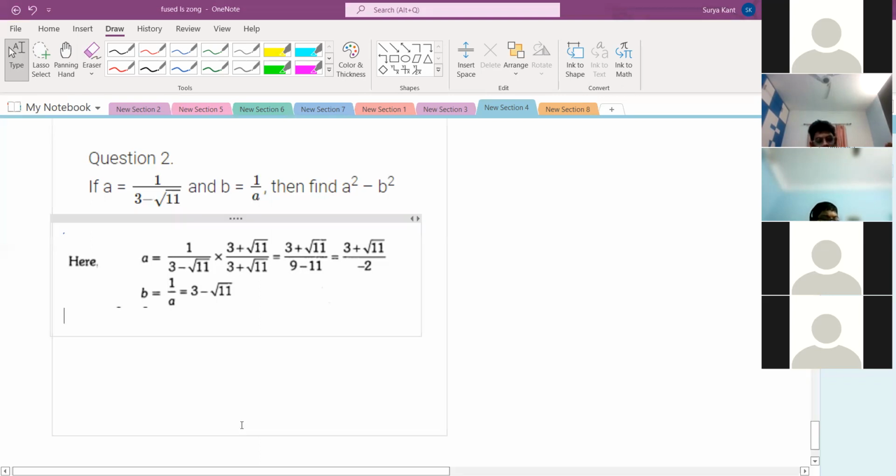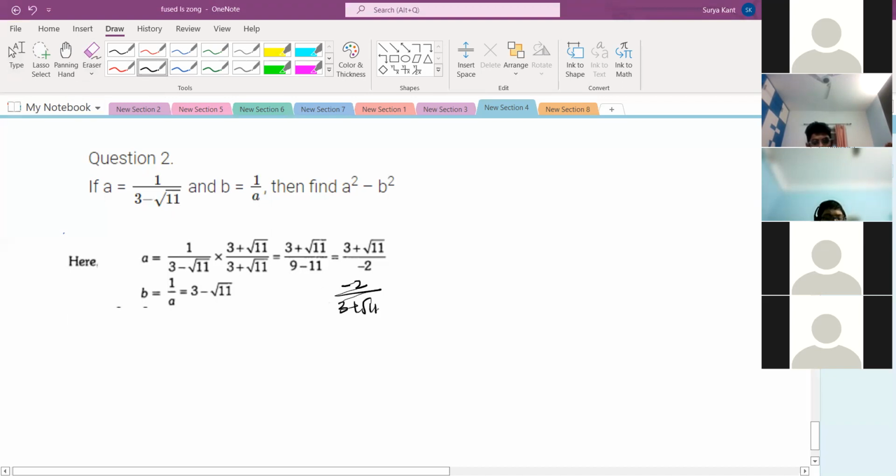What you do, 1 by A means minus 2 divided by... You just rationalize, you will get to know. Nihar, rationalize this part. You will get here minus 2 divided by 3 plus root 11. If you rationalize it, then it will work. Multiply by 3 minus root 11 divided by 3 minus root 11. Minus 2 will come down, that will get cancelled.